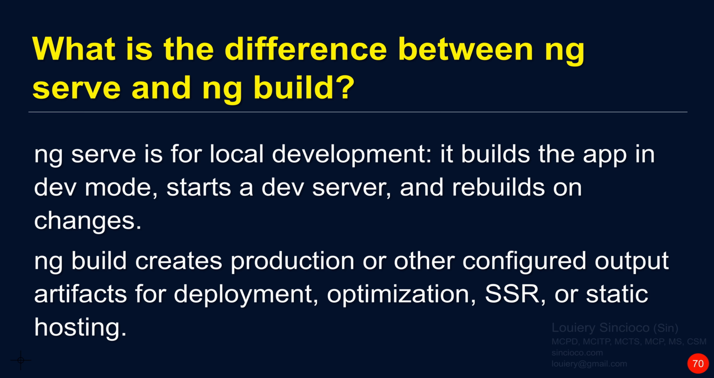What is the difference between ng serve and ng build? ng serve is for local development. It builds the app in dev mode, starts a dev server, and rebuilds on changes. ng build creates production or other configured output artifacts for deployment, optimization, server-side rendering, or SSR, or static hosting.